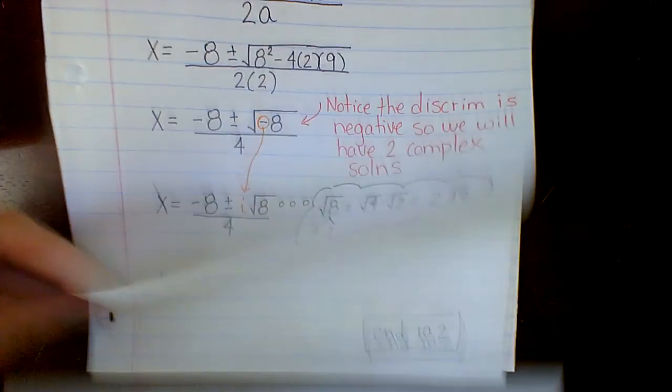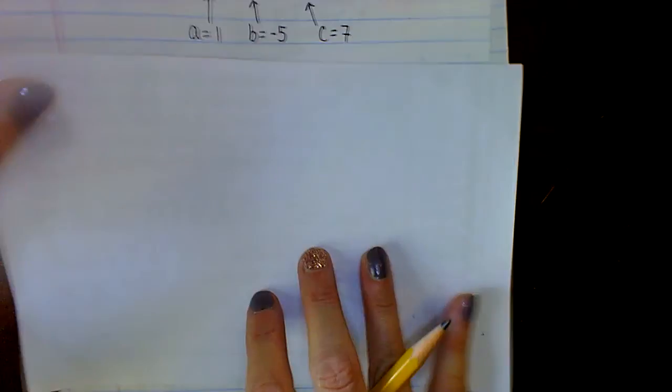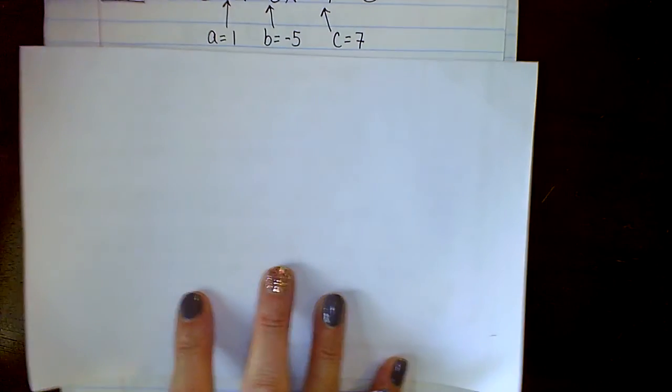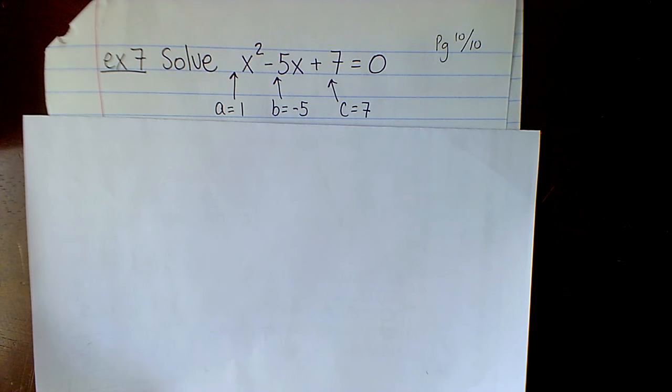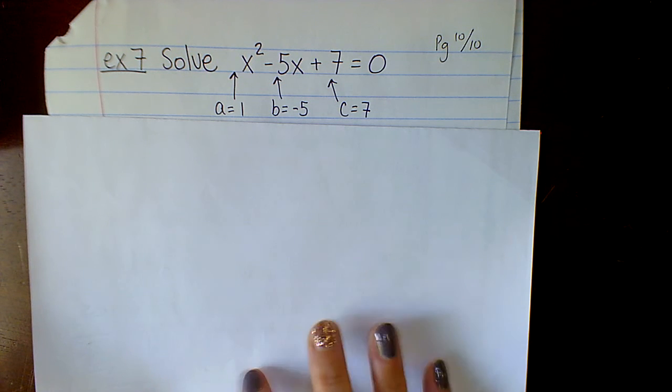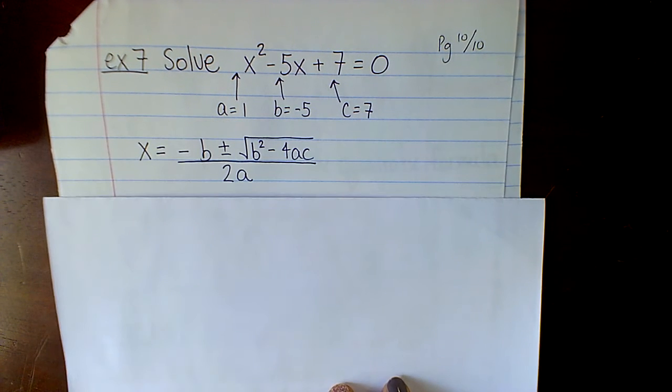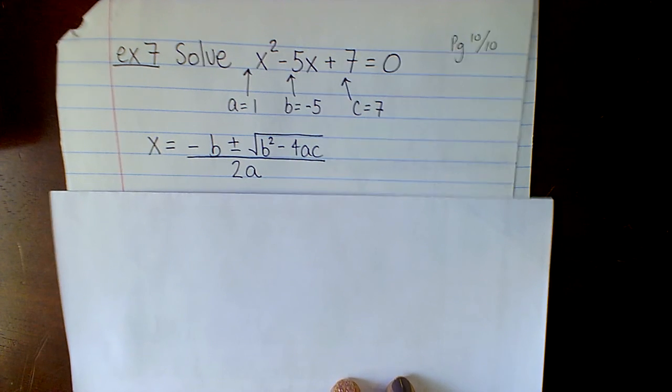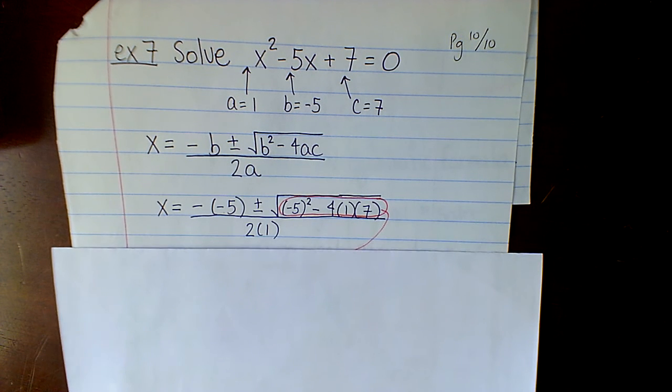Okie dokie here. Last one. And this one's in standard form. Ooh, might be nice if you see it. This one's in standard form for us. So, boom. A is 1, B is -5, C is 7. There's the quadratic formula. So we do some plug and chug in here.